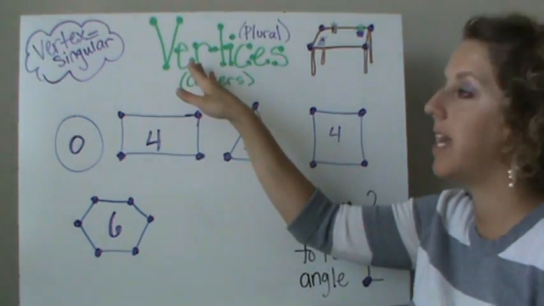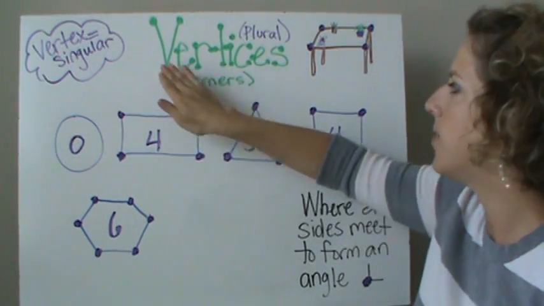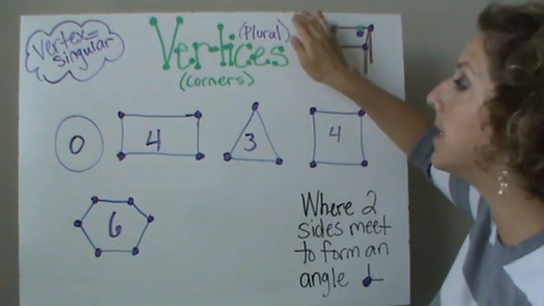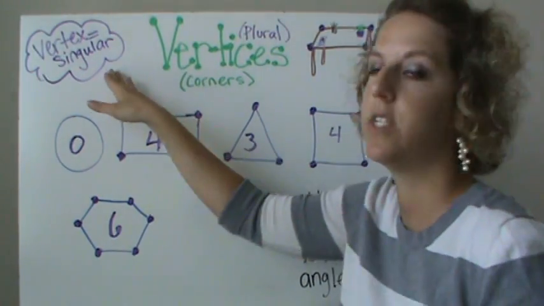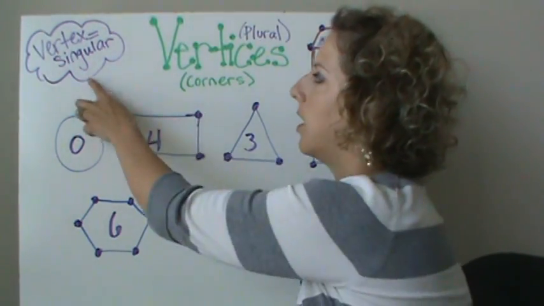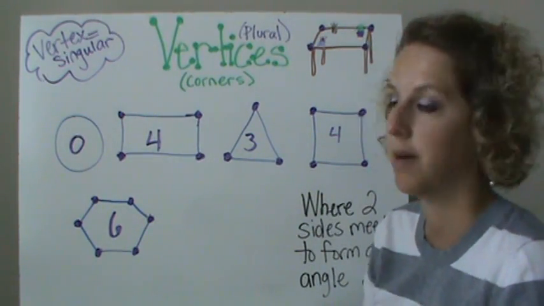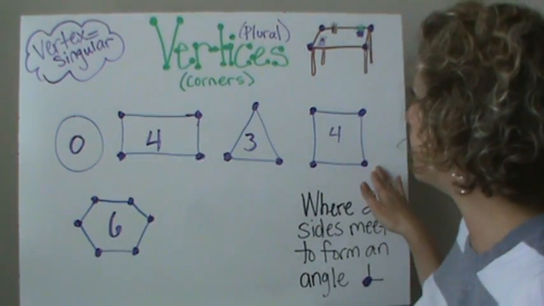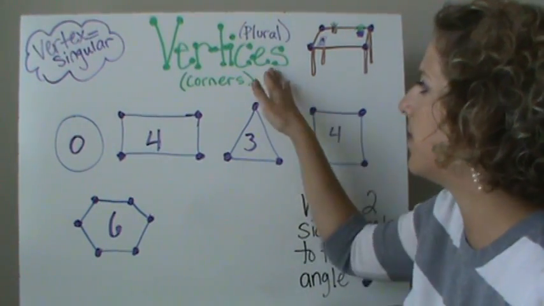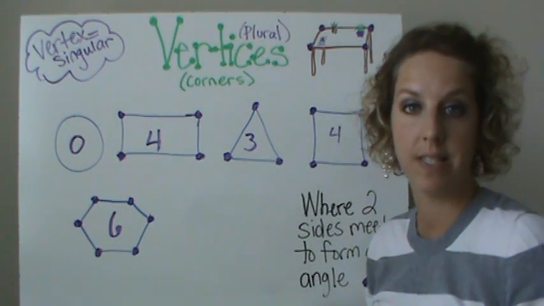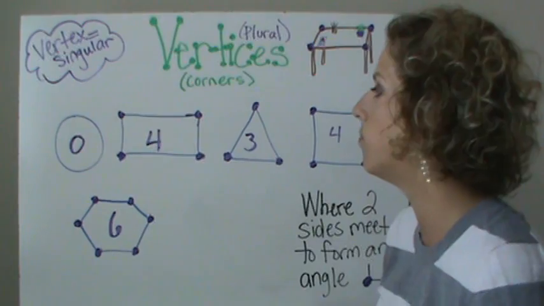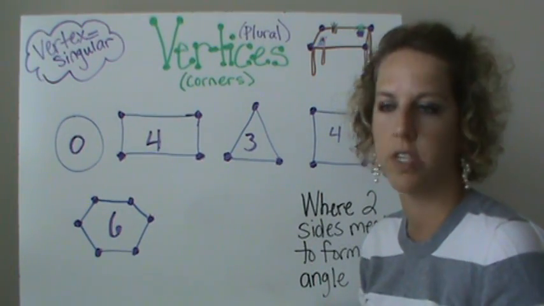The third property are vertices. Now the word vertices is the plural form, but if you were only talking about one, the singular, you would say vertex. Another word for a vertex is a corner. Here are some shapes. I like to mark my vertices with points, with little dots, so that I can really bring out and show that it's a vertex.